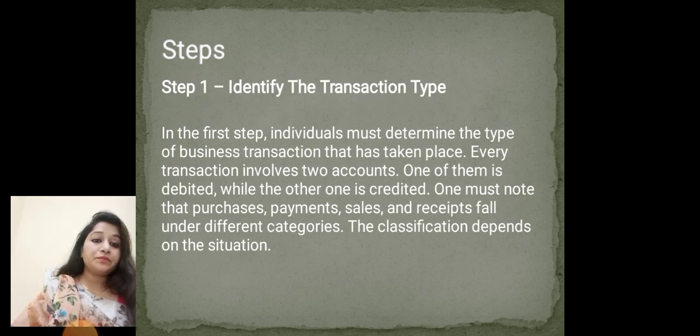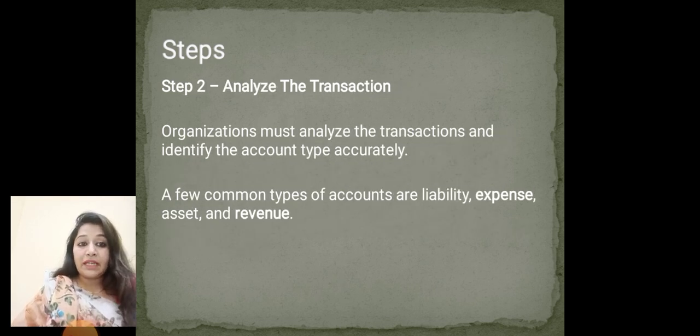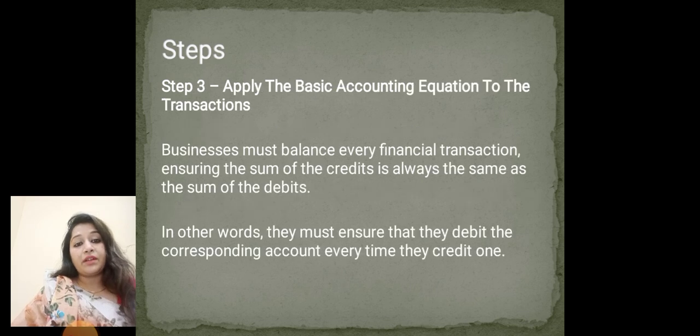Step number 1: identifying the transaction type. In the first step, the individual must determine the type of business transaction that has taken place. Every transaction involves two accounts, one is debit and the other one is credit. Step number 2: analyzing the transaction. The organization must analyze the transaction and identify the account type accurately. A few common types of accounts are liability, expenses, asset, revenue.